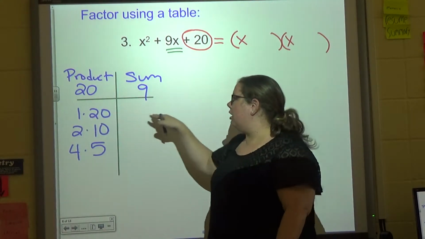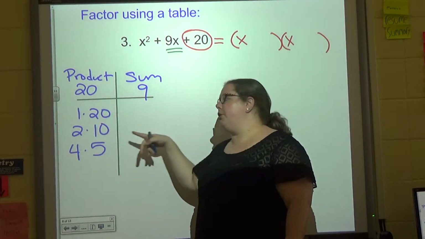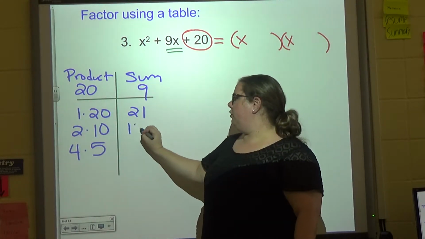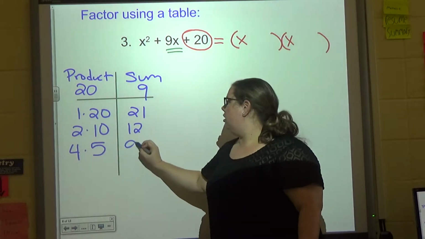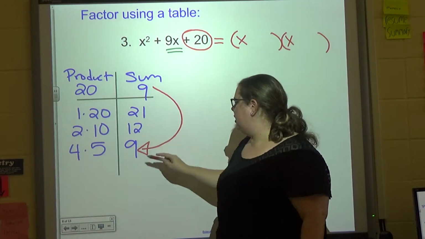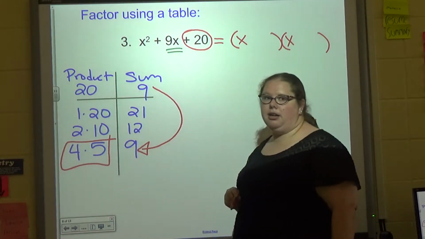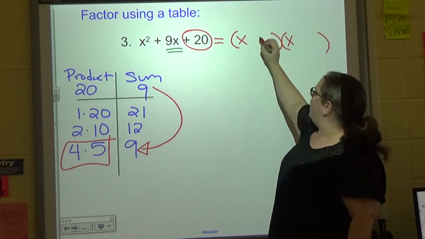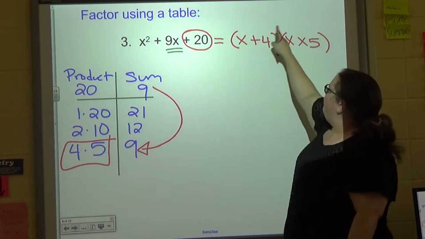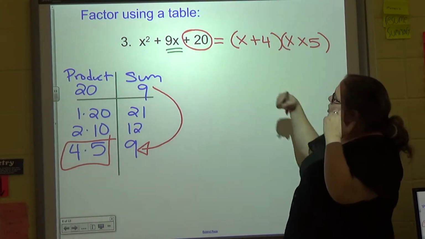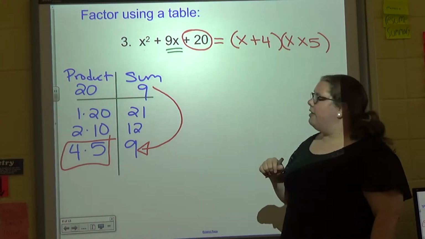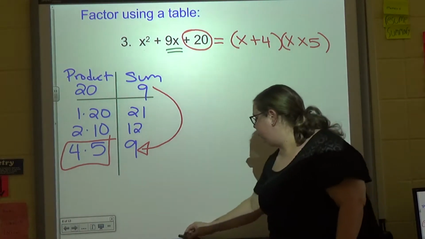So now we're going to add across. We need to find the sum of the numbers. 1 and 20 is 21. 2 and 10 is 12. 4 and 5 is 9. So we were looking for 9. That means this 4 and 5 are my answer. So my answer is x plus 4, x plus 5. If I FOIL, double distribute, multiply that out, I will be left with that answer. And that's it. That's factoring using a table.